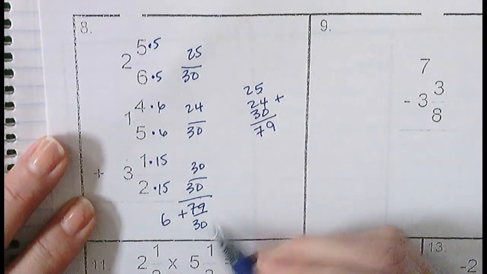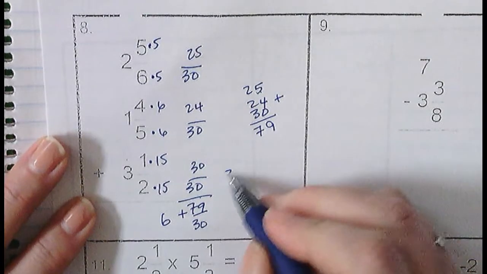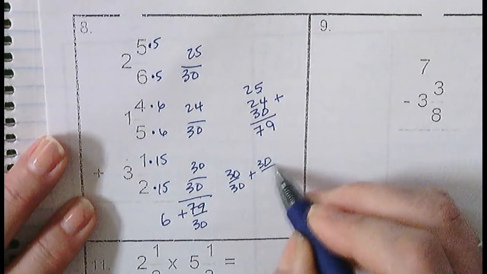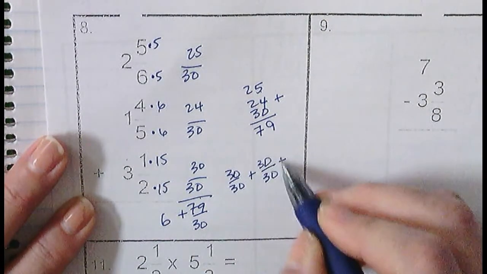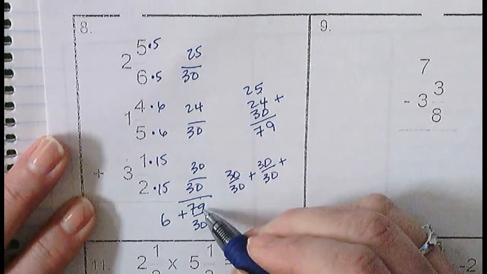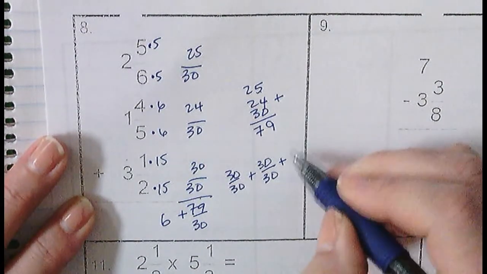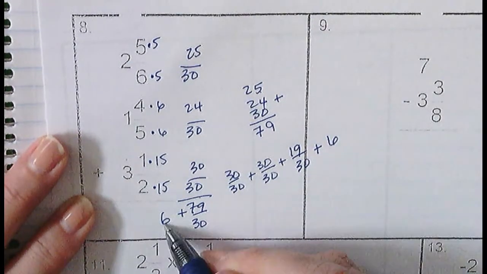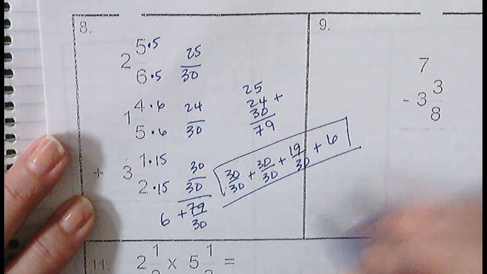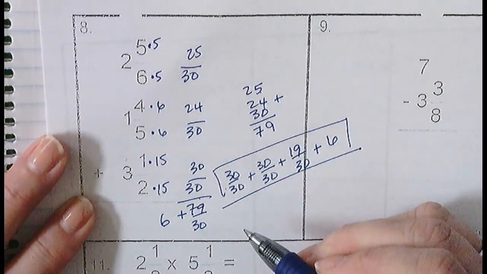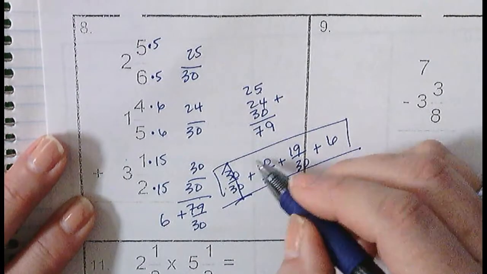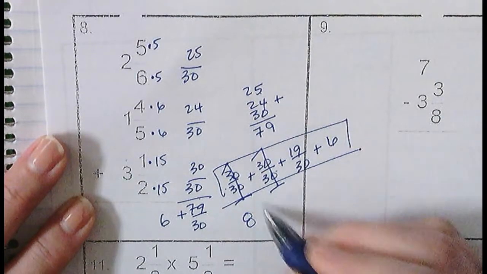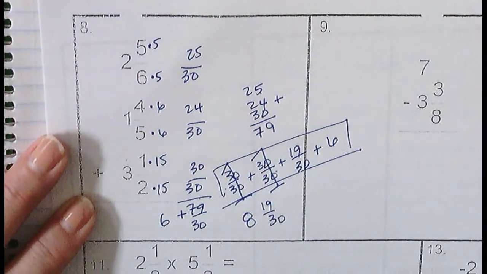Now let's look at this number, which is like a crazy number. Could I do 30 over 30 from this number? Sure I could. Could I do it again? Now that's 60. So then what's left? 79 minus 60. Yeah, you're right. How about 19? Plus the 6, because it's from over here. So this right here is your answer. Now what's 30 over 30? 1. So that's worth 1. So I've got 6, 7, 8, and 19 over 30.